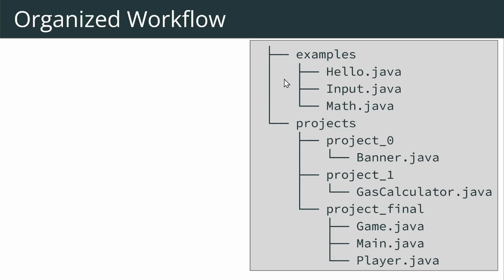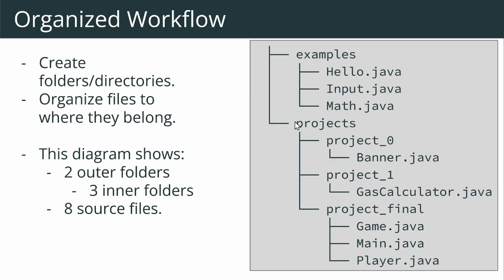You can imagine this as a folder that contains two outer folders. The one is called examples. This one has 3 files here. We'll talk about what these files are in just a bit. The hello.java, input.java. We also see another big folder here called projects. Inside of this folder, there are 3 nested folders, so folders within folders. And then inside of these subfolders are more files.